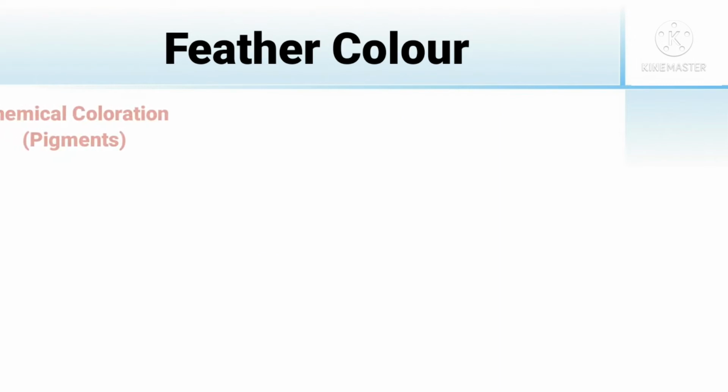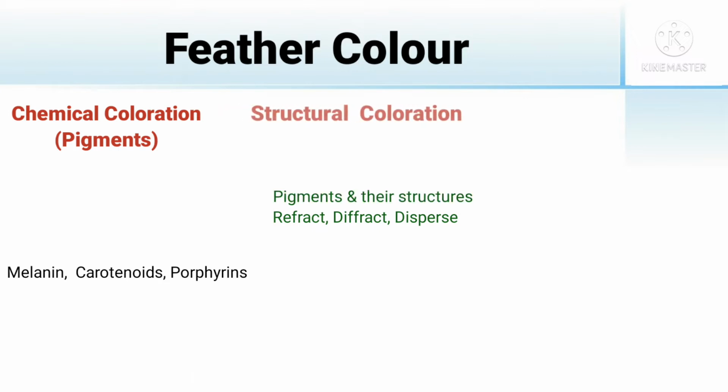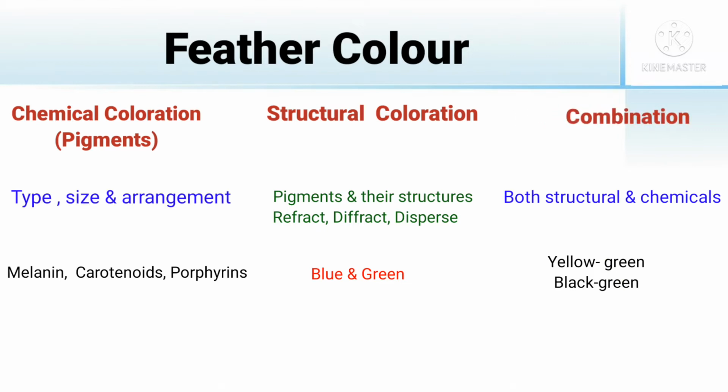Feathers can get color by pigments like melanin, carotenoids and porphyrins, called chemical coloration. When light rays get reflected, diffracted, dispersed or absorbed, it is called structural coloration. So blue and green colors are structural in nature. When the feathers get colors due to both the structure of the feather and pigments, like yellow green and blue green, they are due to a combination of chemical and structural colorations.